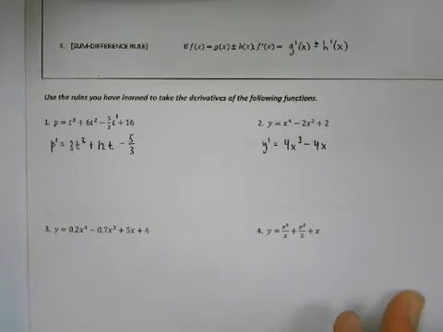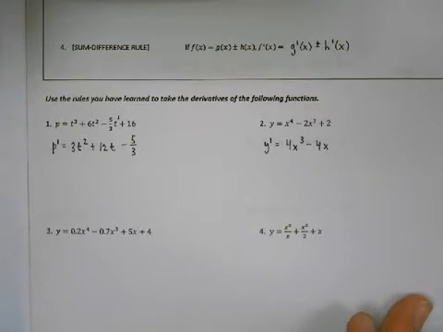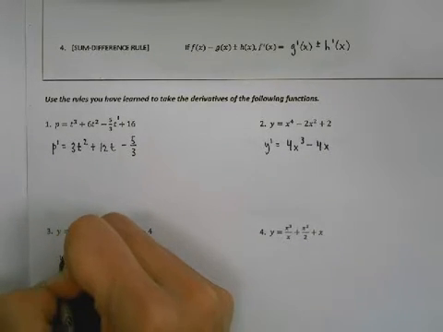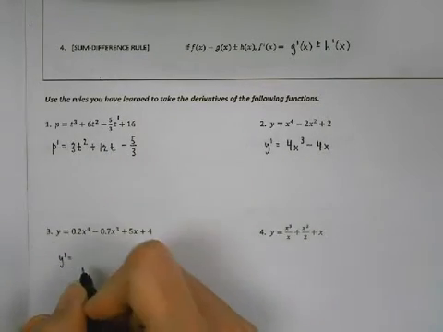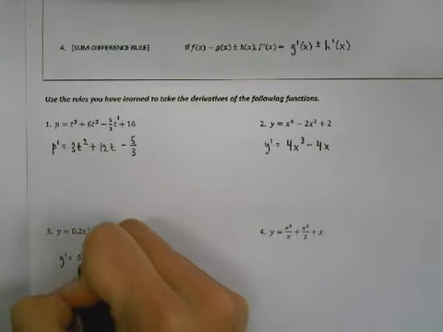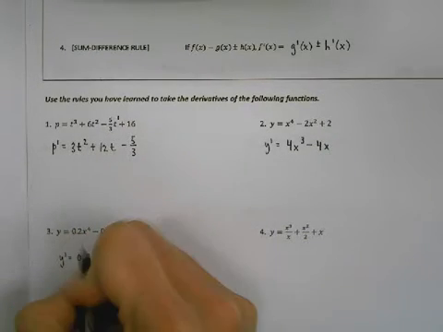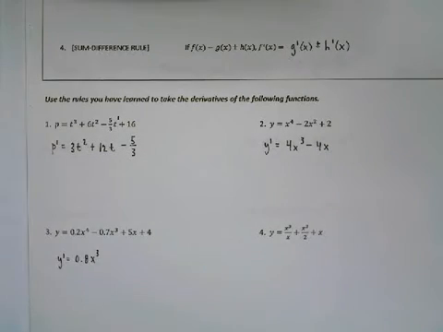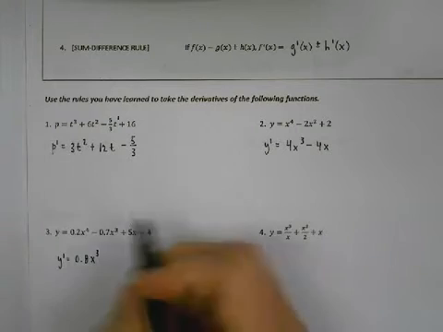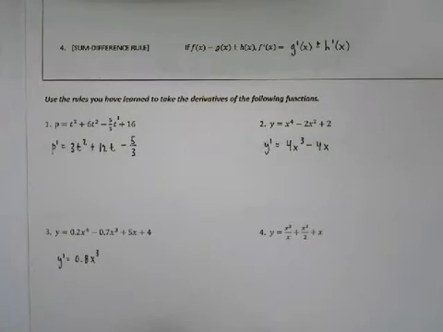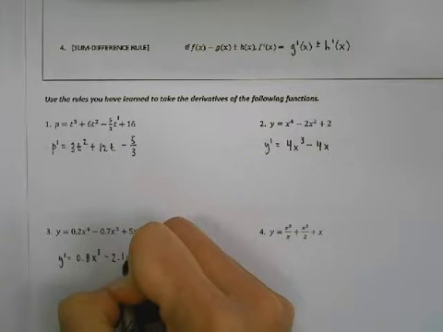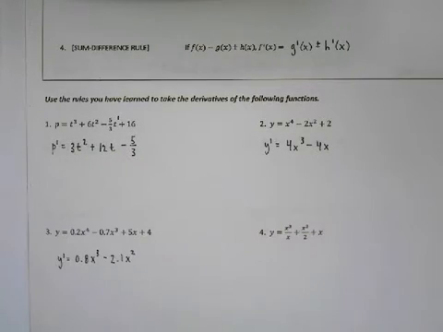Now the only difference with number 3 is now we have some decimals. But as long as we can do basic multiplication, it's no different. So for y prime, again, I just have 4 times 0.2, which is going to give me 0.8x, my exponent becomes a 3. For my next term, I multiply 3 by my negative 0.7, and I get a minus 2.1x to the second power.